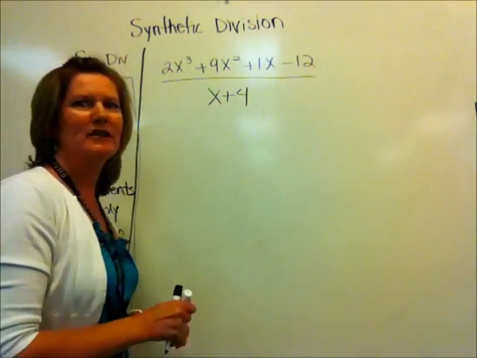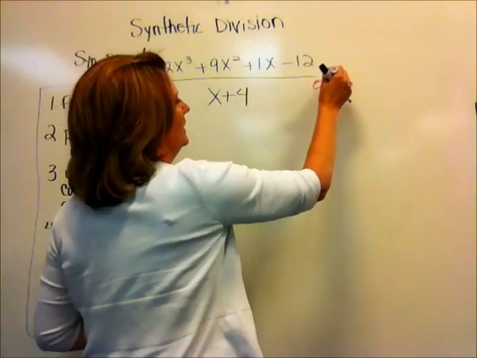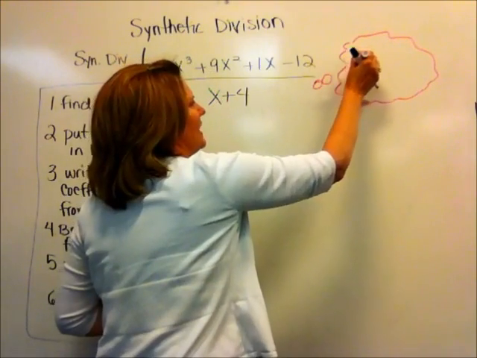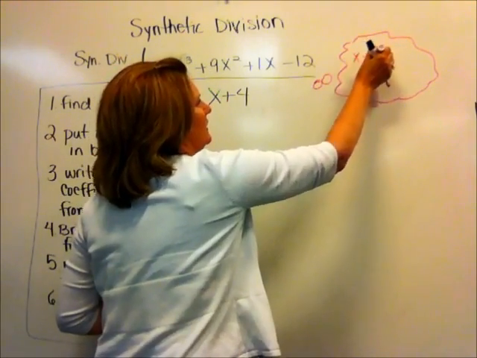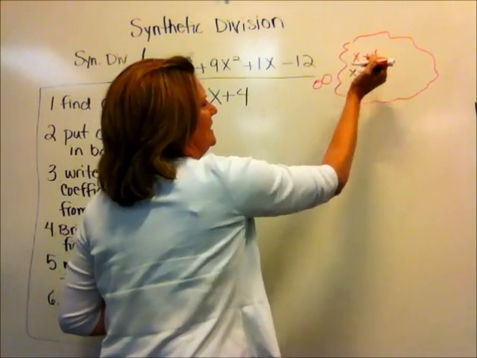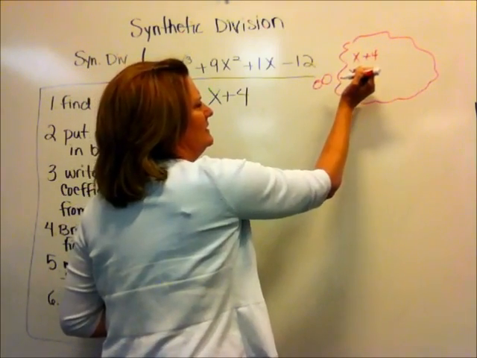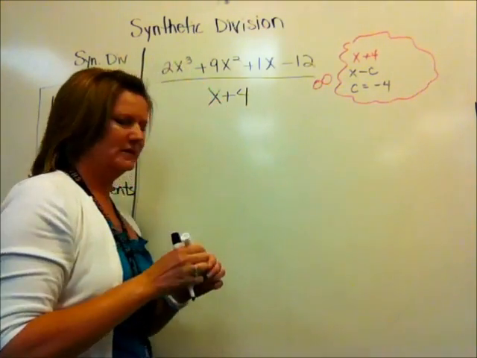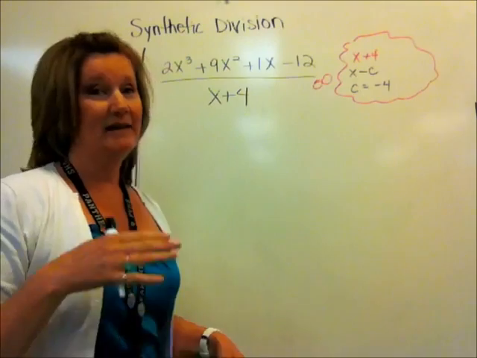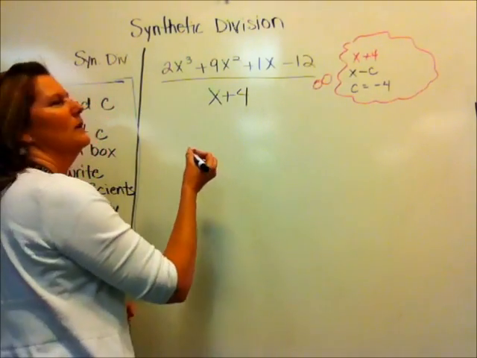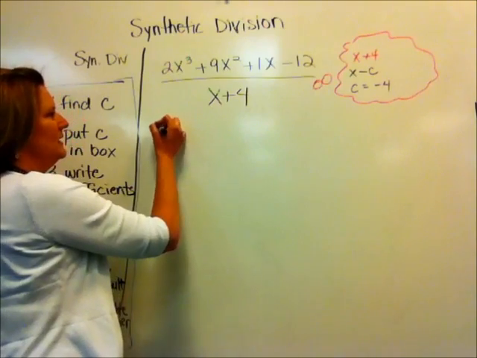So again, I'm just going to do that little thought bubble with you to make sure that you remember. What I have is x plus 4 here. But I need it in the form x minus C. So C then must equal the opposite of that, or negative 4. So C is negative 4. It's the opposite. It has to be in that form x minus C. And I know we've dealt with that concept quite a few times. So here's my negative 4.